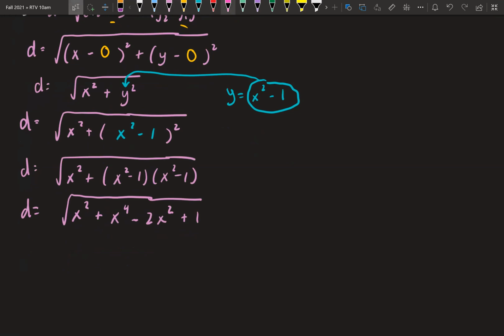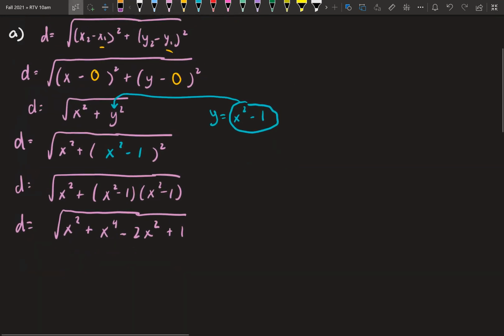All right, so we FOIL, and then let's see what else we can do. Let's see if we can combine like terms anywhere. We can, because these are x squares. Since those are x squares, we can combine them. So we have x to the fourth minus x squared plus 1. It becomes minus x squared because we have positive 1x squared minus 2x squared, which becomes negative 1x squared.